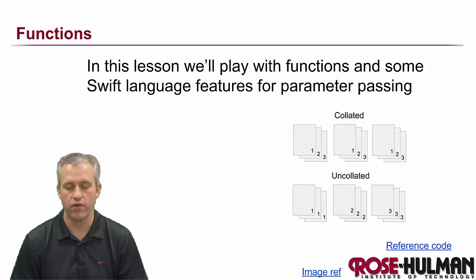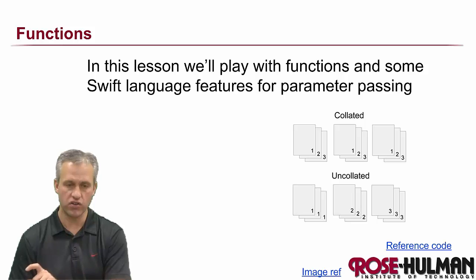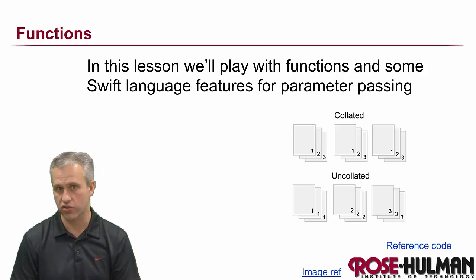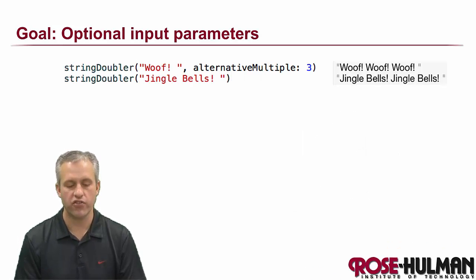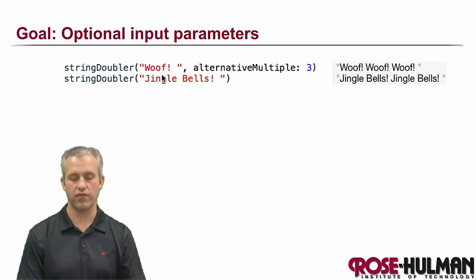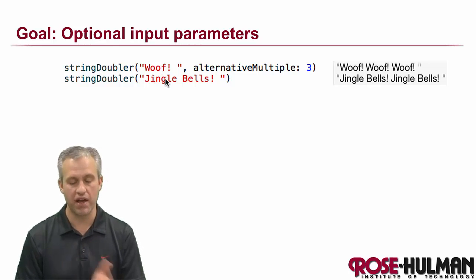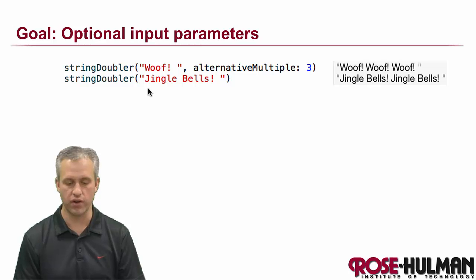Welcome to the last chunk on functions. So what we're going to talk about in this one is internal names versus external names, and then also optional values. So the function we're hoping to make is going to be called string doubler, and the idea of string doubler is that if you want to just pass in a string, it'll double it, right?